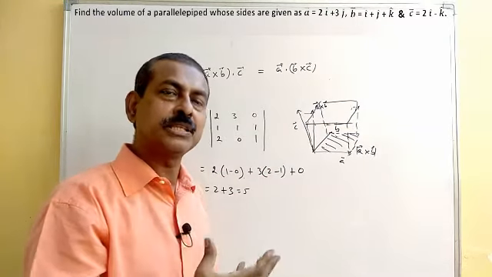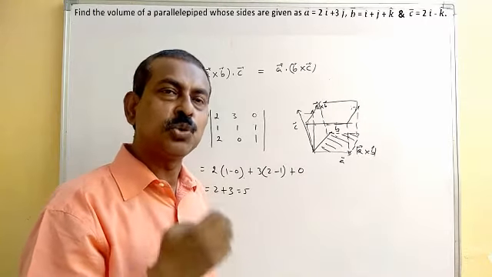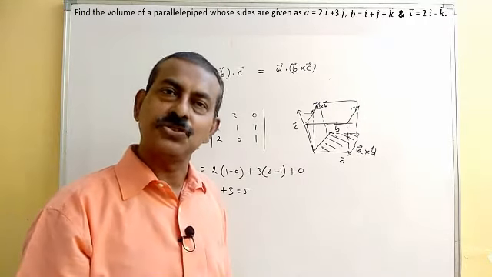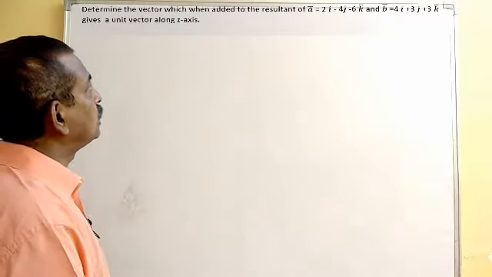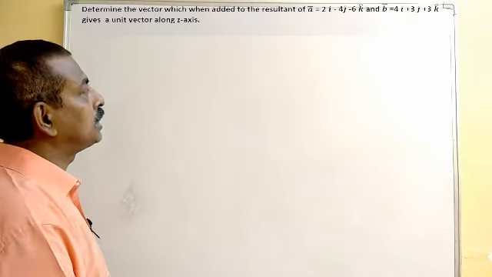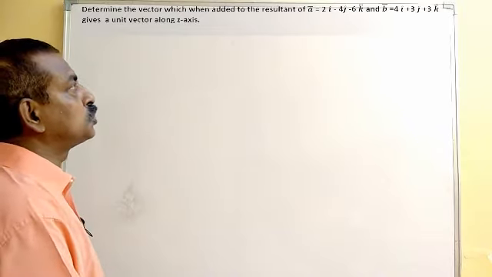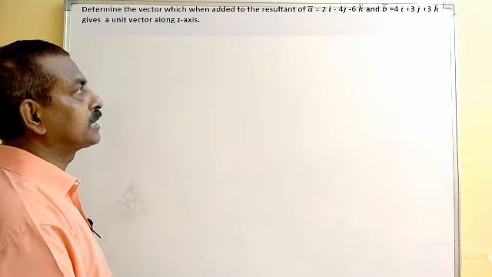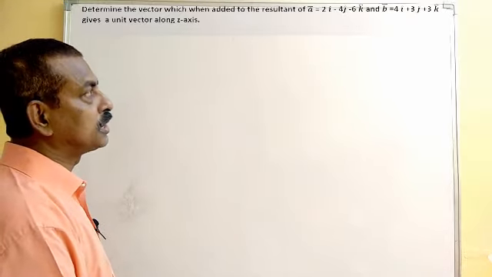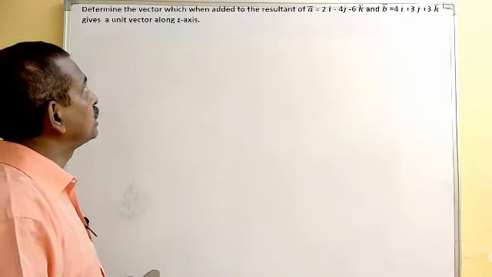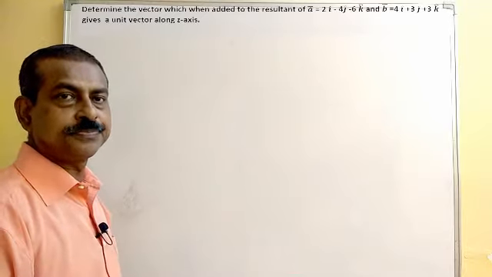So for proving that three vectors are coplanar, you simply show that their scalar triple product is 0. Next question is, determine the vector which when added to the resultant of vector A, which is 2i minus 4j minus 6k, and vector B, 4i plus 3j plus 3k, gives unit vector along z-axis.